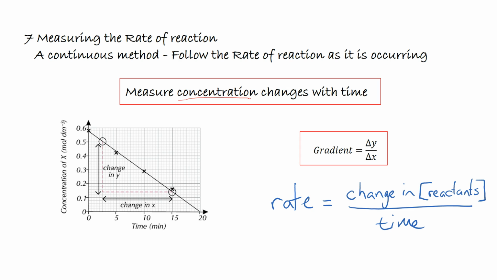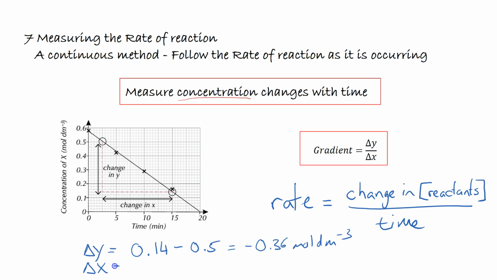The gradient of the graph we can determine by the change in y, and that is then divided by the change in x. So to work out the gradient of our reaction, we choose 2 points on our graph, and then we work out what the change in y and the change in x is. So for our example here, the change in y we work out to be 0.14, take away 0.50, giving us a value of 0.36 moles per decimeter cube because we've got a concentration.